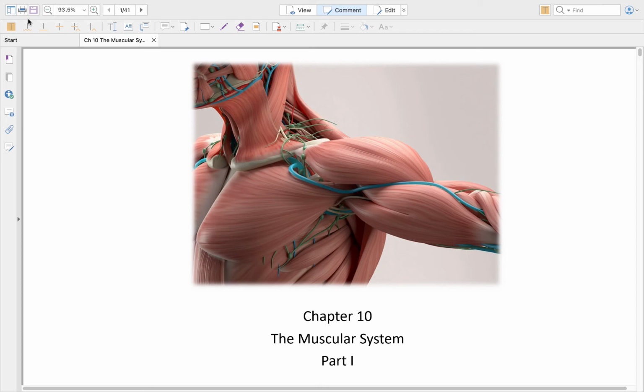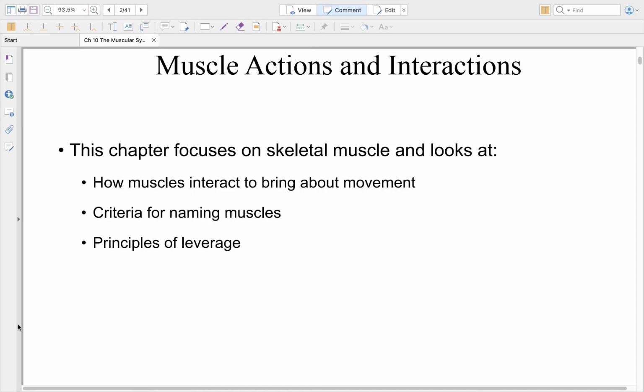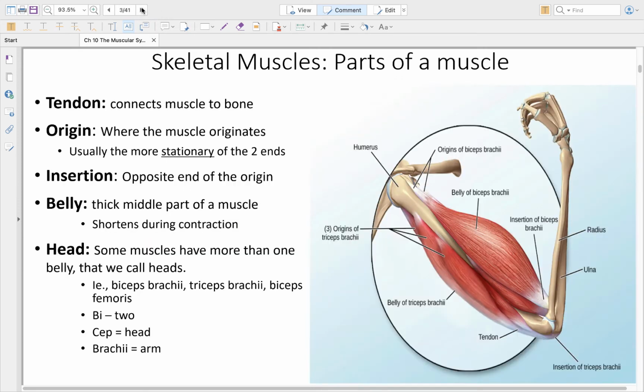Okay, welcome to Chapter 10, the Muscular System, Part 1. This chapter we're going to focus on the skeletal muscles and look at how they interact and bring about movement, the criteria for naming muscles, and then we are actually not really going to look at the leverage. We're going to learn muscles themselves. Okay. Let's go ahead and start.